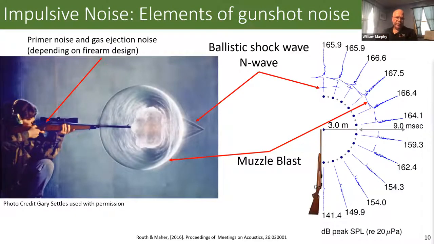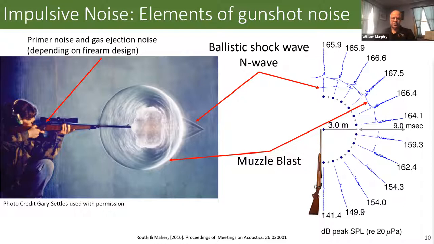You can see here what I'm talking about with different elements of gunshot noise. The first one is, of course, the primer noise that sets off the explosion in the chamber of the gun. When the gas starts to expand out, you see that big sphere, and that's the turbulent noise, the explosion that's taking place. And then the little triangular arrow to the right of the sphere is the N wave, the ballistic shock wave that's produced by the bullet. And that only happens when the bullet's faster than the speed of sound.